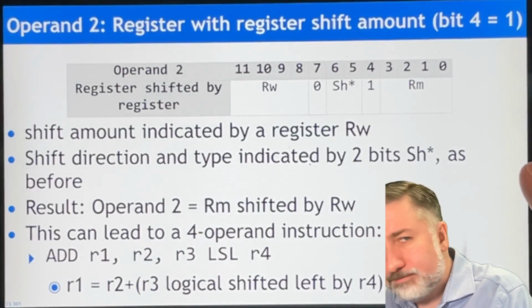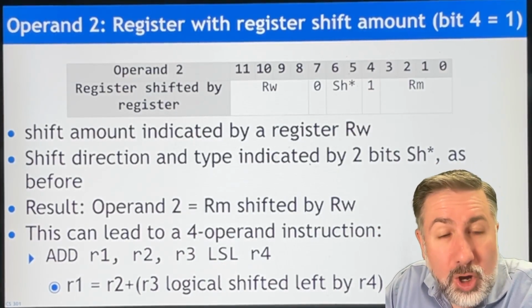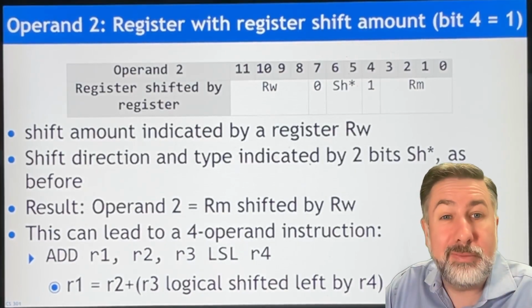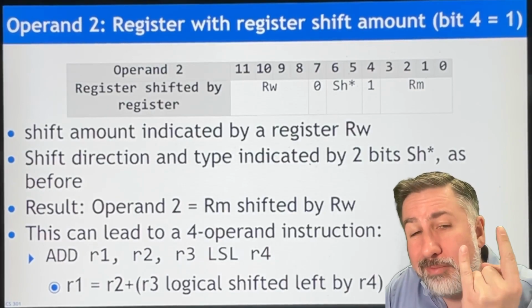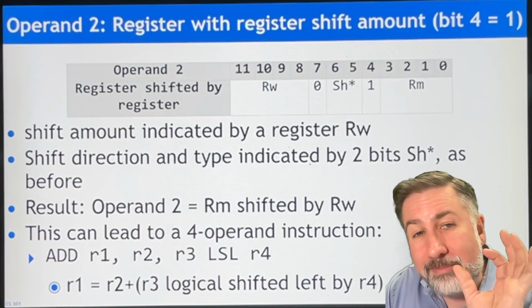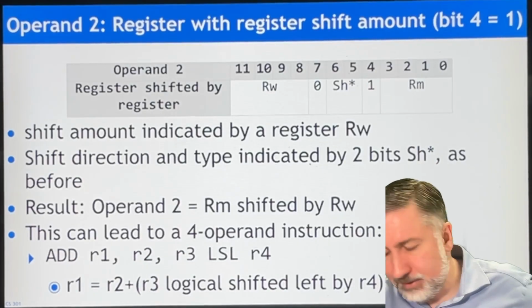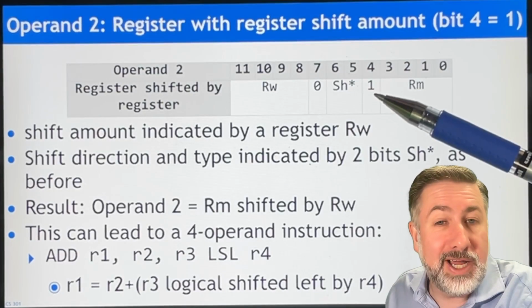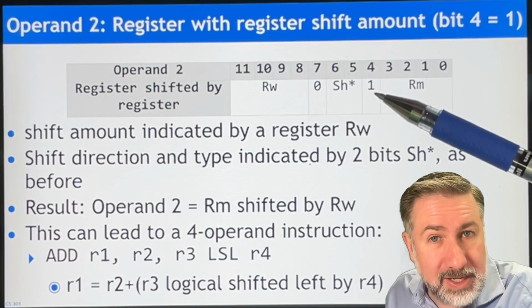Now, you can either shift by an immediate amount or you can shift by a register amount. If you want to shift by a register amount, in a previous instruction somewhere, you store in the bottom 5 bits the amount that you want to shift by, and then you specify a 1 here in bit 4, and that says don't shift by an immediate amount, shift by a register amount. Okay, so register, and you're going to shift it by a register amount.